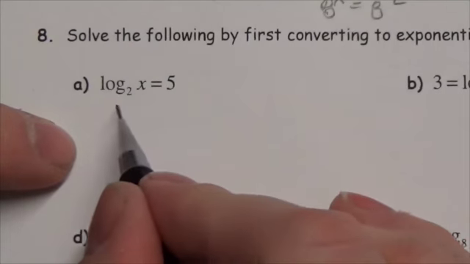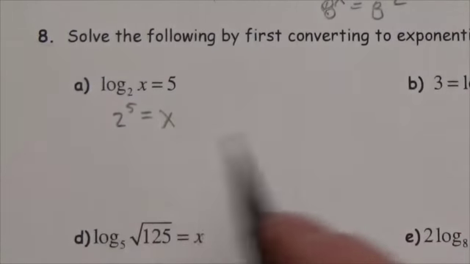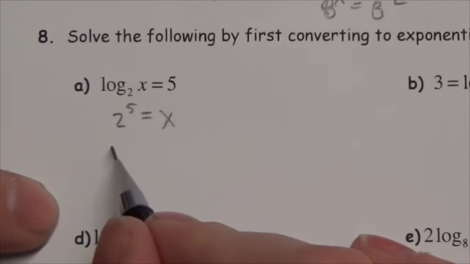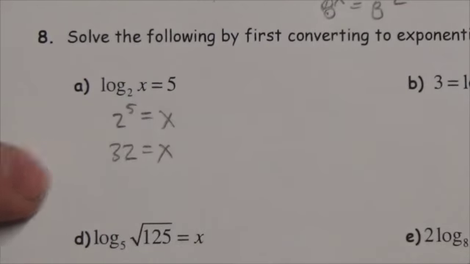So convert this to exponential form. So 2 to the 5 is going to equal x. And now the benefit here is immediately I've got x isolated, and 2 to the 5, okay, is just going to be 32. Okay, so there's the solution to my equation.